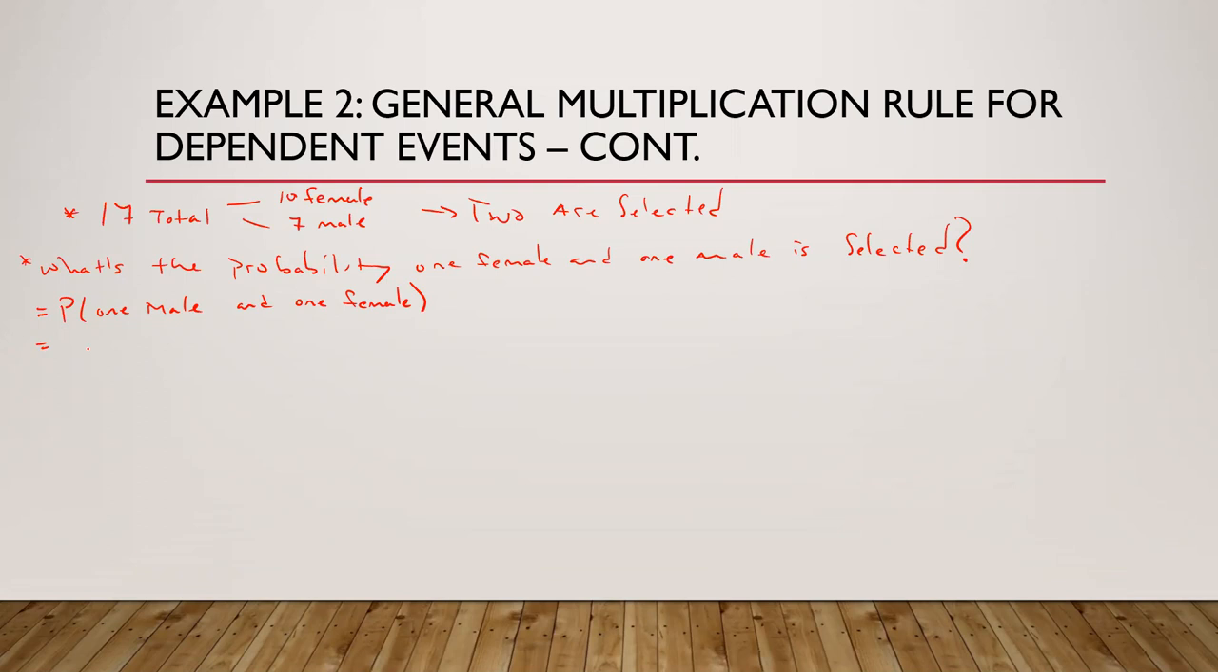Well, it turns out there's two ways you could do this, okay? You get the probability the first is male and the second is female, or the other way you could do it is the first is female and the second is male. See what I mean there? When I just say one female and one male, this doesn't mean the first is female and the second is male. You have to be very, very careful when you read it, okay?